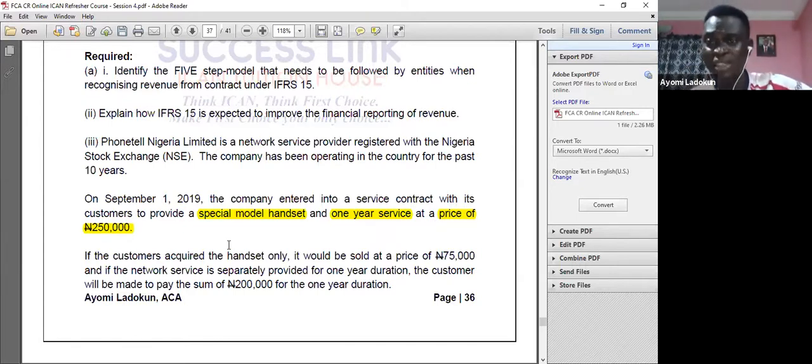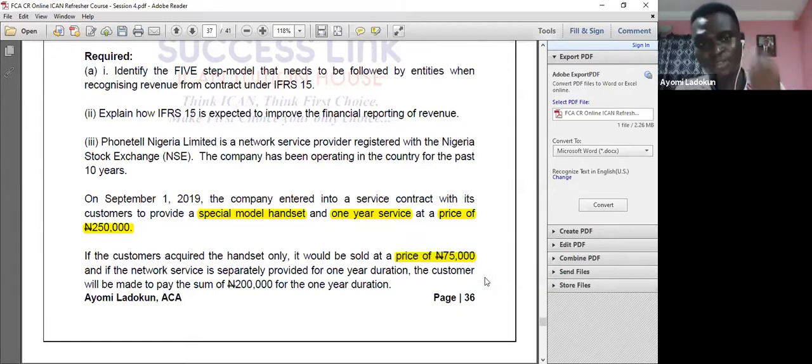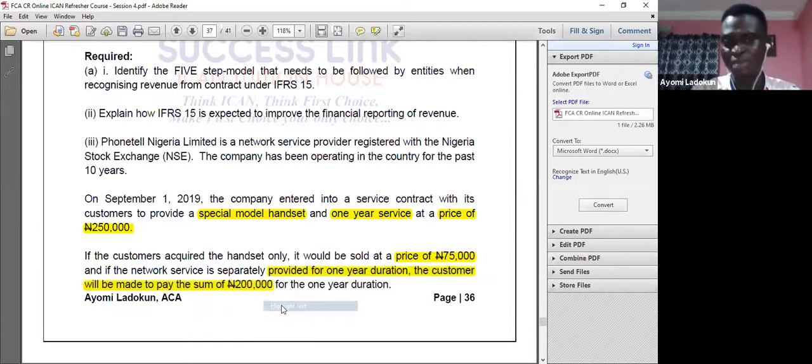Did you see that? Then I ask this question: where is my standalone selling price? He said the customer acquires the handset only. It will be sold at the price of 75. So for my special model handset, the standalone selling price is 75,000. If the network is sold separately, the customer will also pay how much? 200,000. So that's my separate performance obligation. Okay, that's it. Then I'm ready to go.